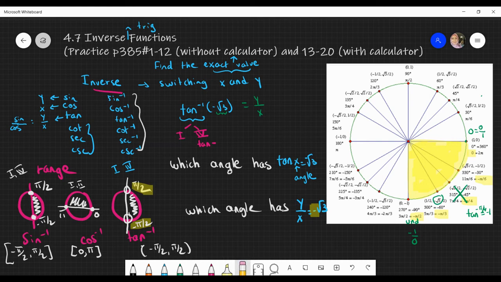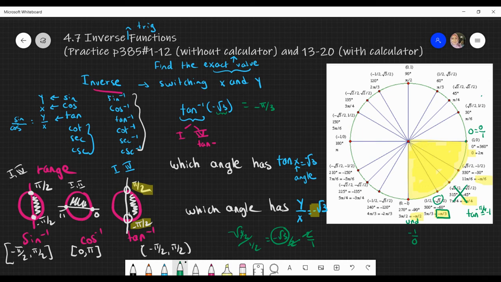I can double check. So what I'm going to do is keep change flip. So I'm going to keep, divided by a half, keep change flip. 2 over 2 will cancel out, and I'm left with negative square root of 3. And those are the coordinates of negative pi over 3. If you try the other one, you are going to get 1 over negative square root of 3, which is not what we're looking for. And this is how we solve inverse tan.